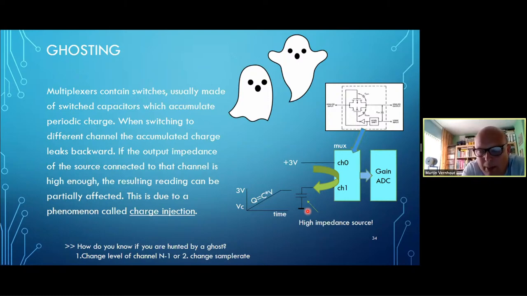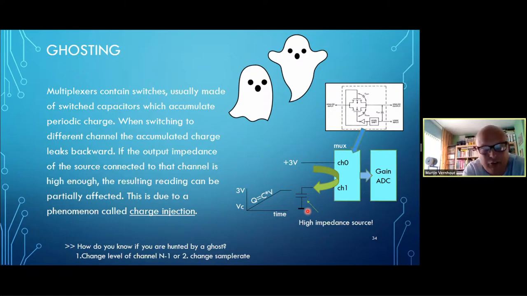But if you happen to measure high impedance sources, ghosting becomes apparent, and there are some ways that you can find out if you are suffering from ghost. So how do you know if you're haunted by a ghost? First, change the level of the previous sample channel and see if that makes a difference. And number two would be change your sample rate, because that charge injection happens at the sample rate.